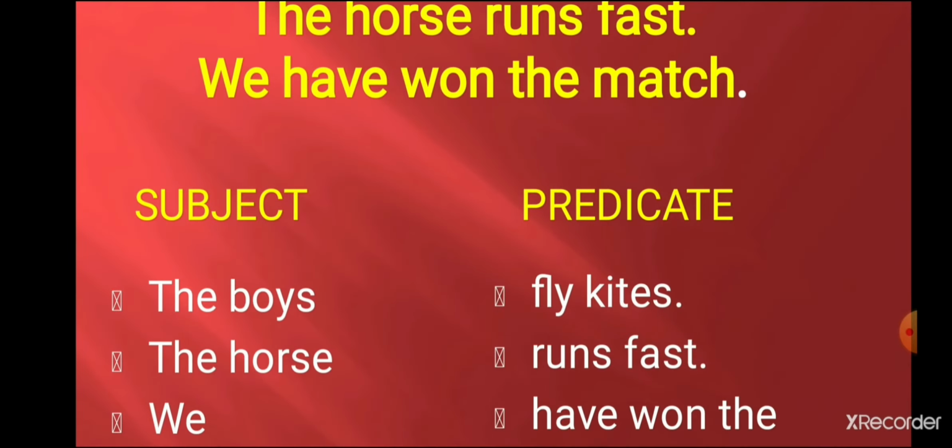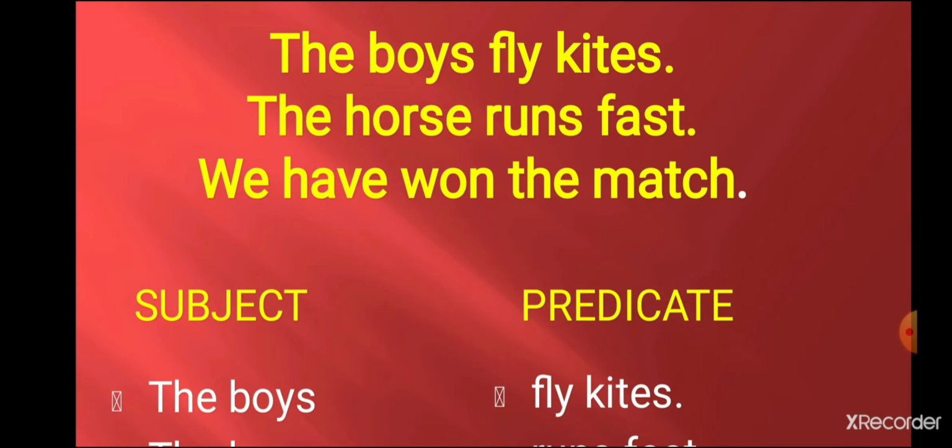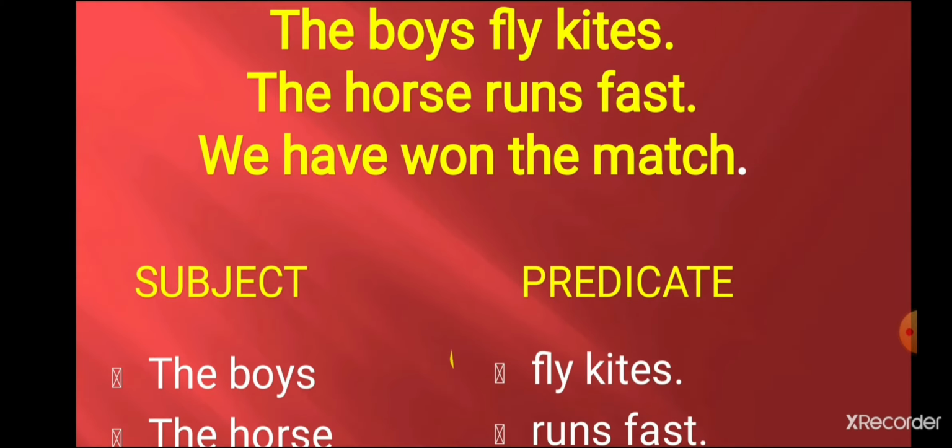Now students, look at these sentences carefully. The boys fly kites. The horse runs fast. We have won the match. Here in the first sentence, the subject is the boys and the predicate is fly kites. In the next sentence, the subject is the horse and the predicate is runs fast. Like this, try to find out the subject and predicate.